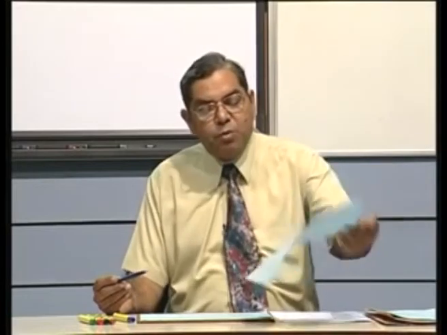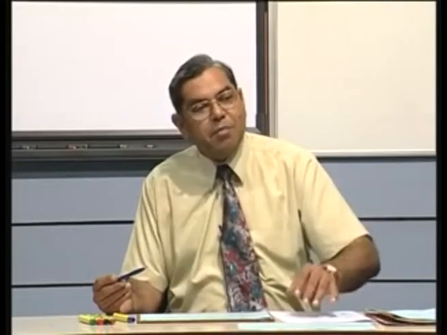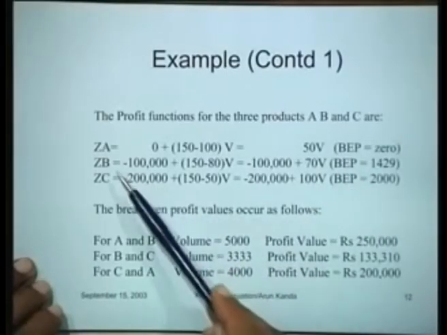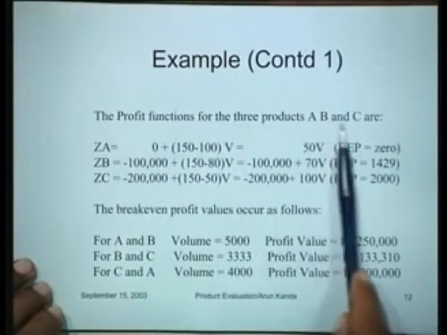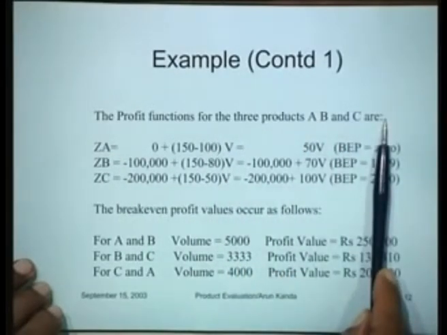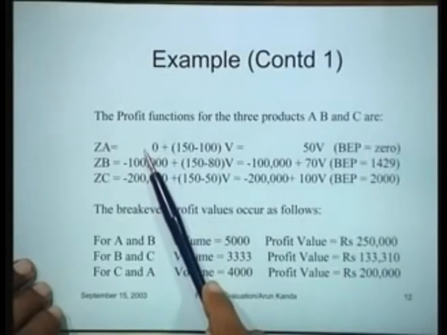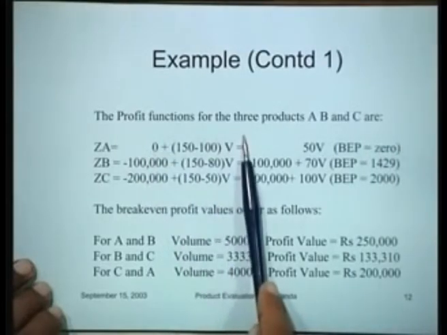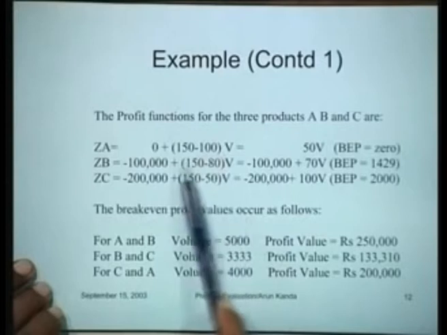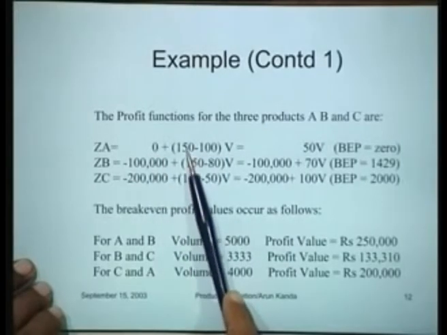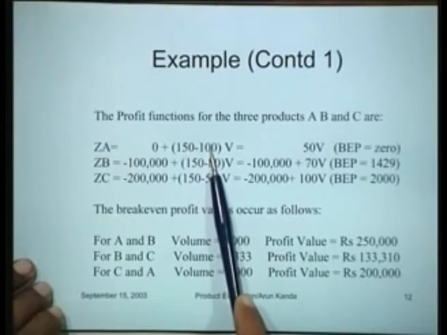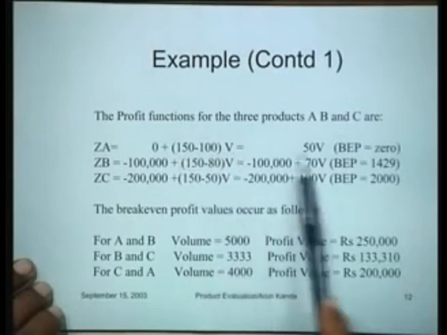The first thing that could possibly be done in this example is that one can compute the profit functions of the three products A, B and C. It's very simple. The profit function is minus F plus B minus A into V. So if you write that down for the individual product, this had a 0 fixed cost, B was 150, unit selling price is 100 rupees. So this is just 50V.